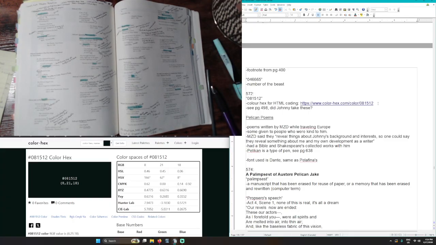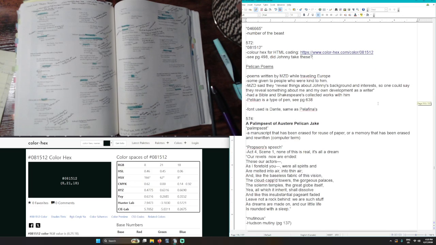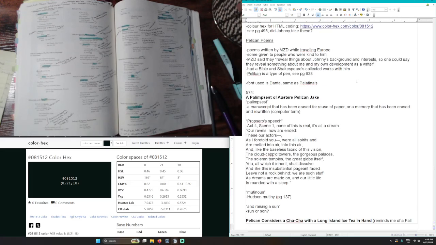Okay. So the Pelican poems were actually poems that were written by Mark Z. Danielewski while he was traveling Europe. Some of them he gave to people who were kind to him. And he had this to say about them: they reveal things about Johnny's background and interest. Someone could say they reveal something about me and my own development as a writer. So I think MZD connects a lot with Johnny as a character. He also used a Pelikan pen, so it's probably where they get the reference from.